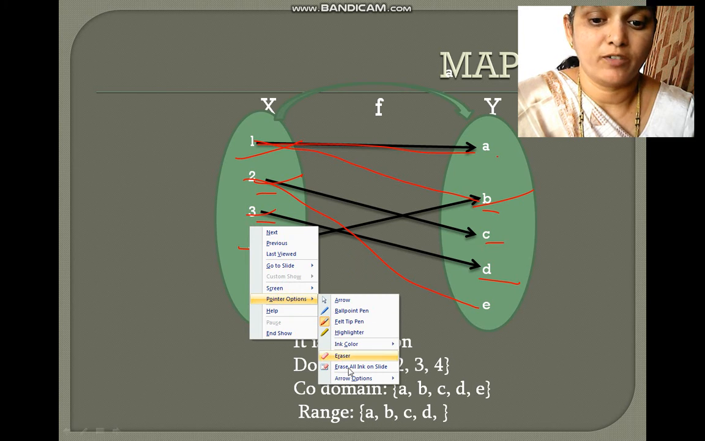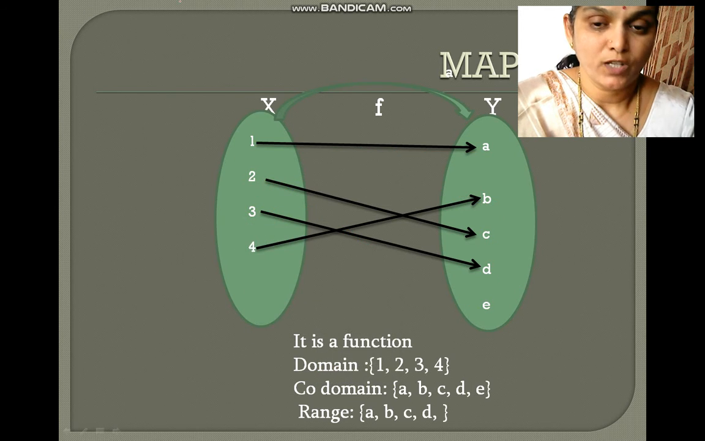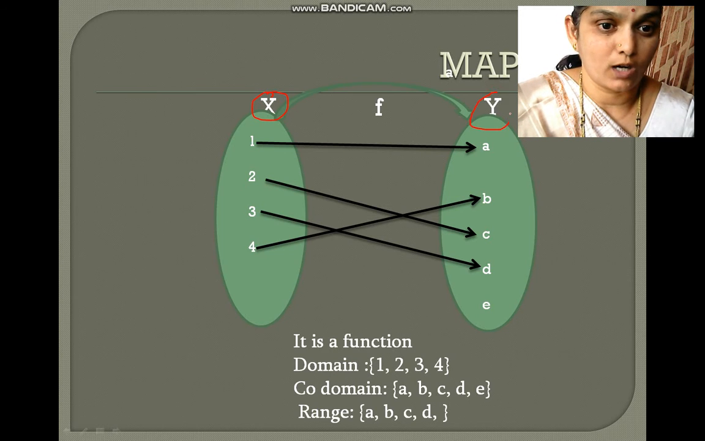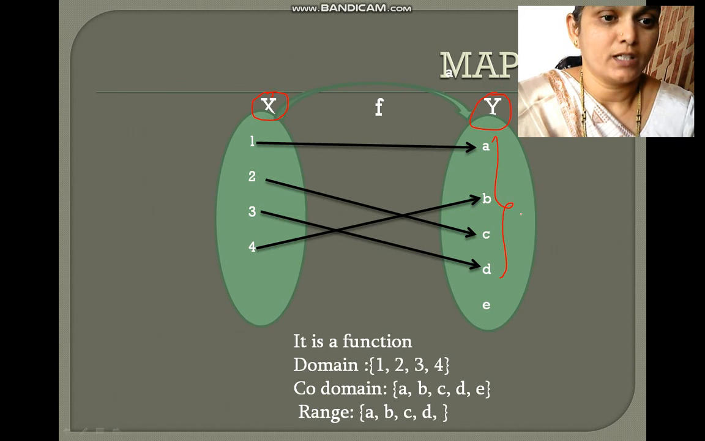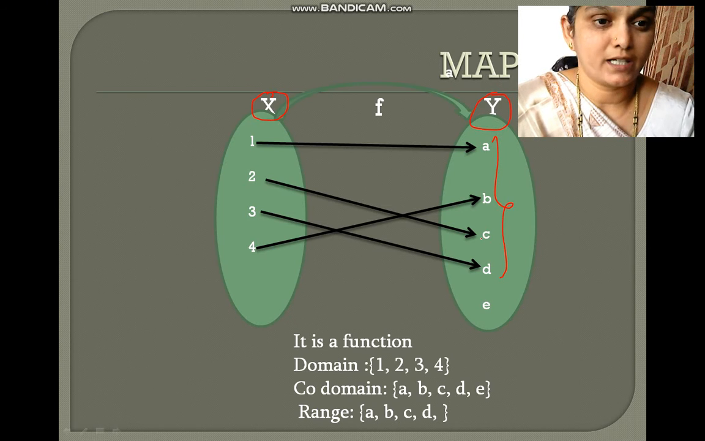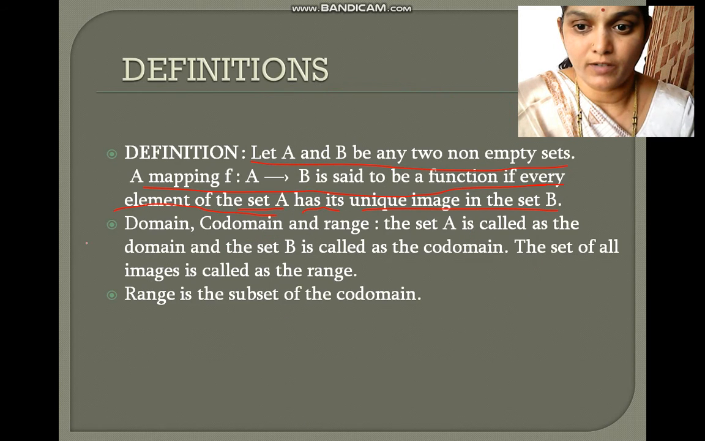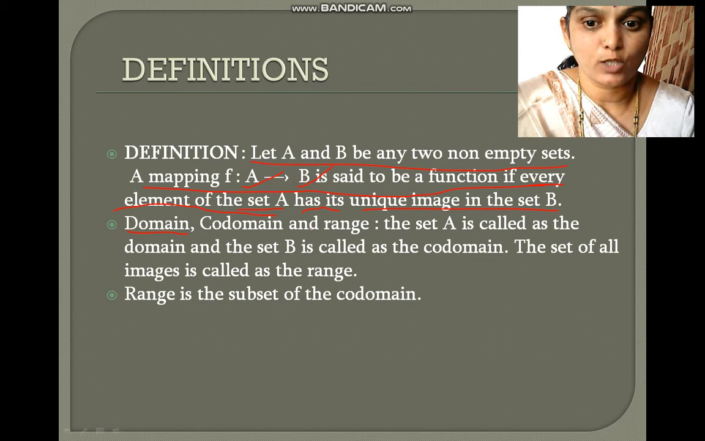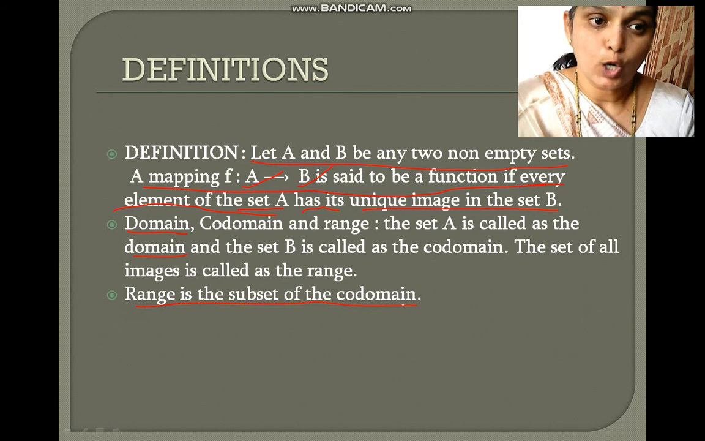Okay, now we shall define what is domain and what is range. The set x is called the domain set, and the set y is called the codomain set, whereas the set of all images is called the range. And also you will notice that range is always a subset of codomain. So the set A is called the domain, the set B is called the codomain, and the set of all image elements is called the range. This is very important: range is always a subset of the codomain set.